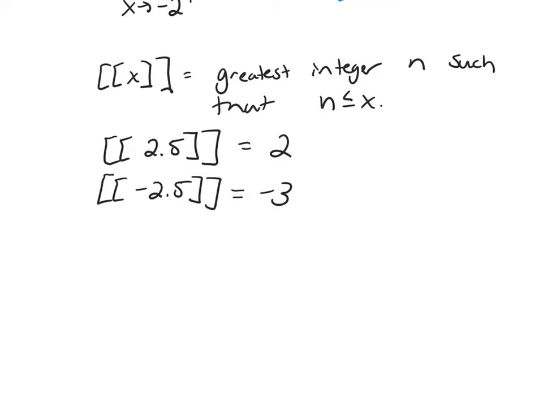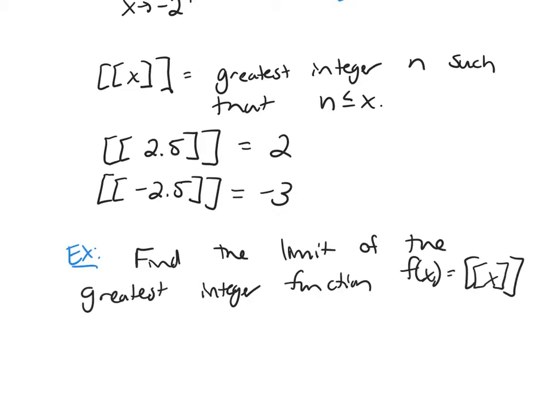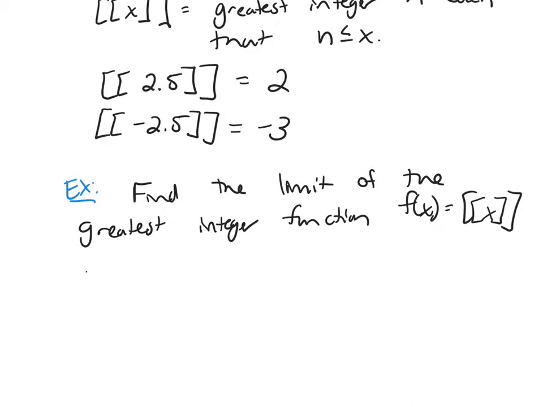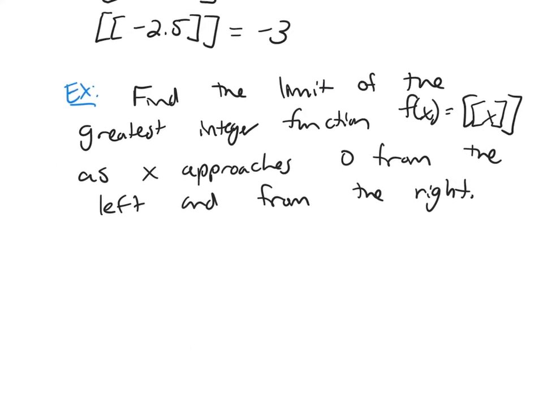So let's look at this next example. Let's find the limit of the greatest integer function as x approaches 0 from the left and from the right. So we need to start by graphing this function.